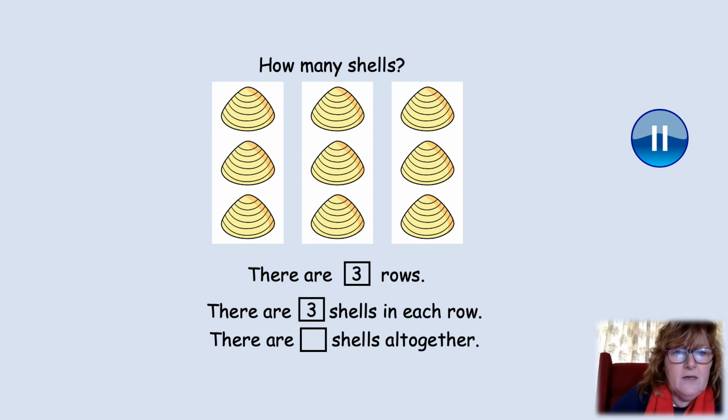So altogether, how are you doing with your counting in 3s? Shall we give it a go? 3, 6, 9. There are 9 shells altogether. Right, I can.